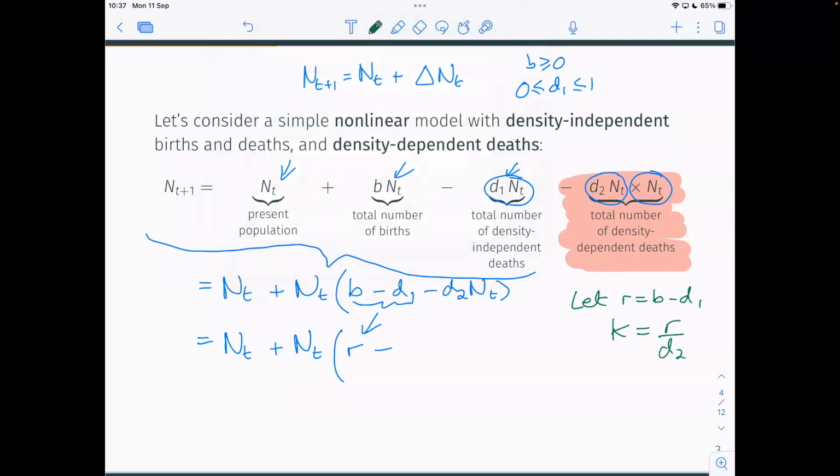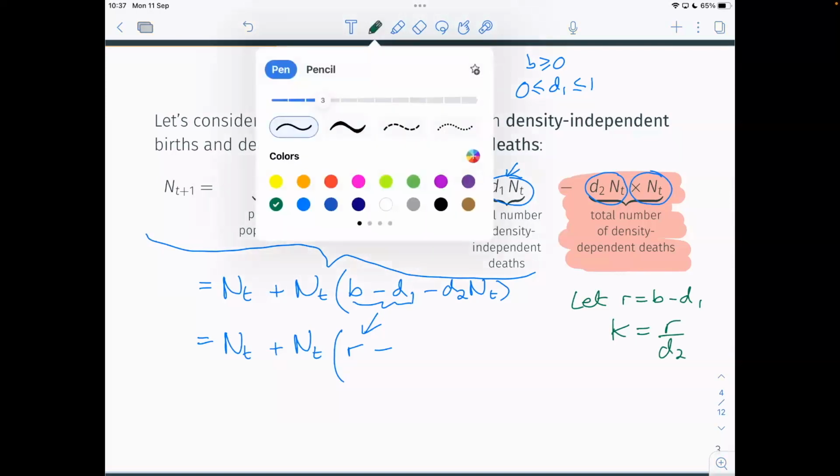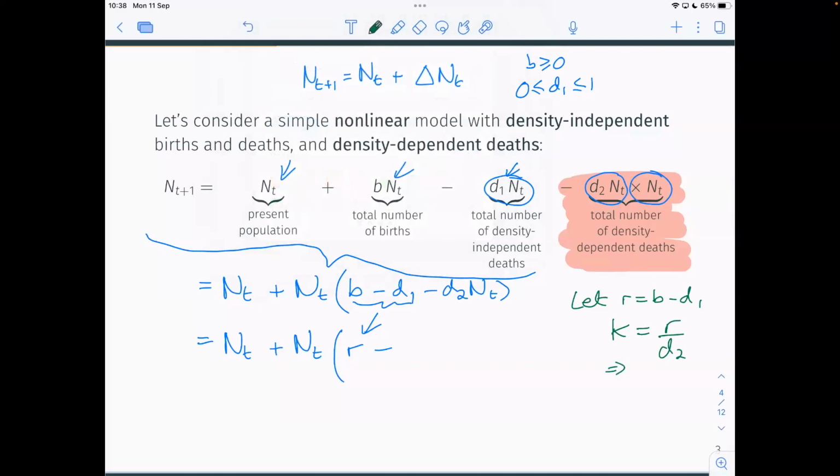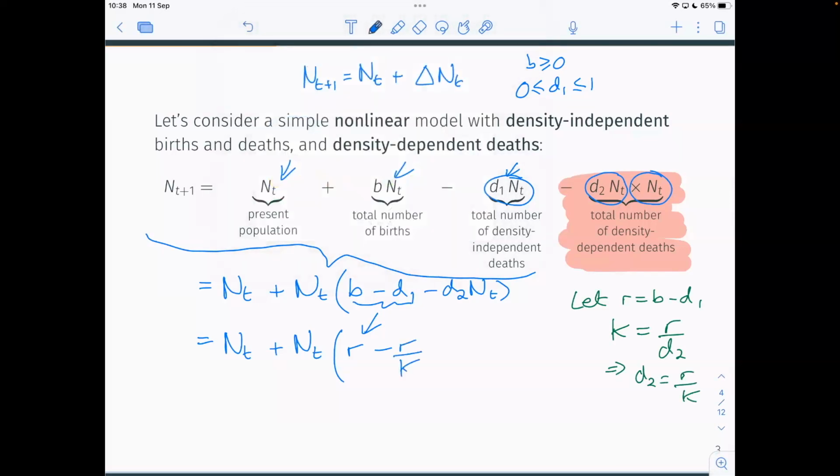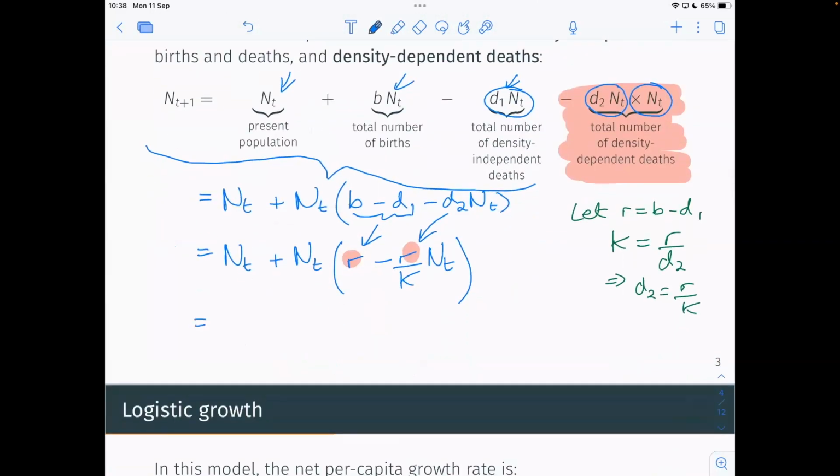So there isn't currently an R here, but I've got a D2. So if I rearrange this, this means that D2 is equal to R over K. So I can write R minus R over K, because this D2 I've just replaced with an R over K. So it looks like I'm making things more complicated to start with. So I kind of am. And we have my NT here. There's now an R here and here. So I can pull that out of this model, out the front. So now we're going to have NT plus RNT, that's by 1 minus NT over K.